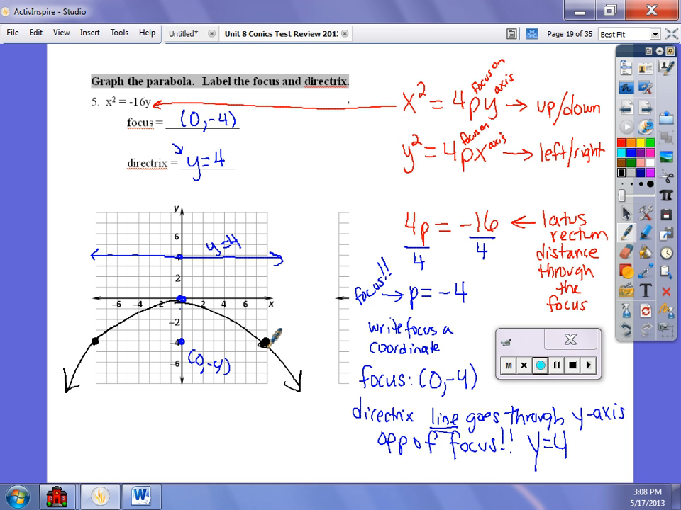So now what I'm going to do is connect this dot and this dot together. And now I've made my parabola. Remember, your parabola has to go towards the focus, so it's almost like Pac-Man eating the dot. That's your focus. This is your parabola.